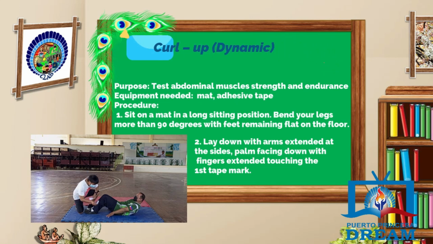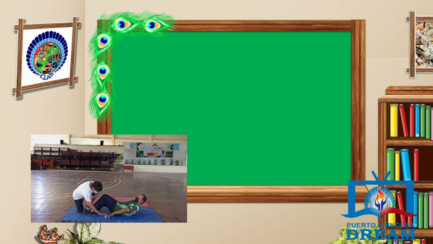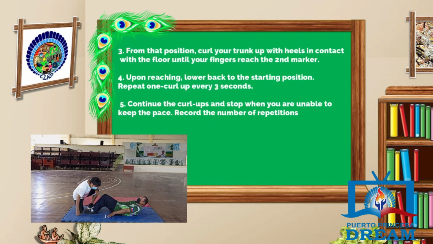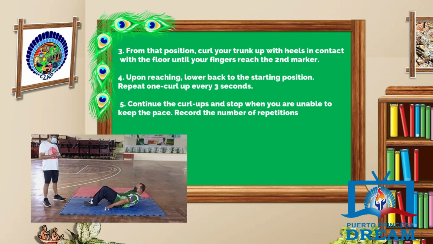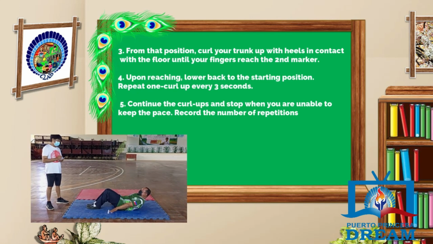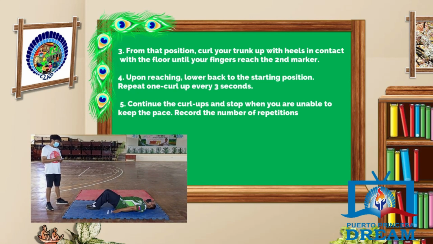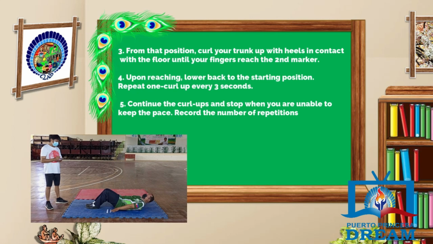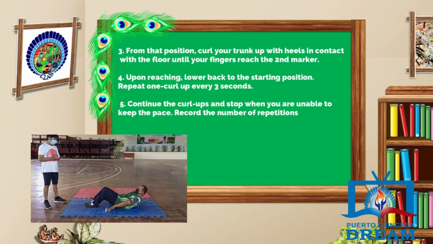Palm facing down with fingers extended touching the first tape mark. 3. From that position, curl your trunk up with heels in contact with the floor until your fingers reach the second marker. 4. Upon reaching, lower back to the starting position. Repeat one curl up every 3 seconds. 5. Continue the curl up.